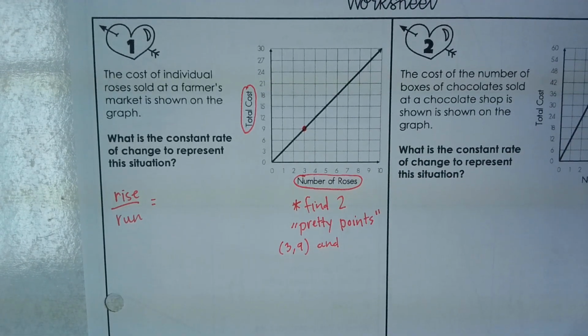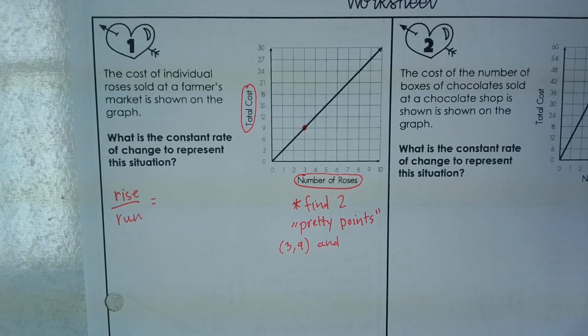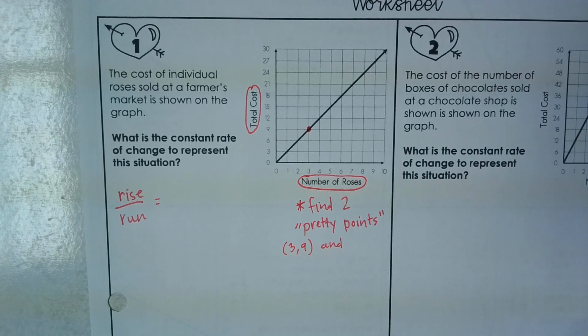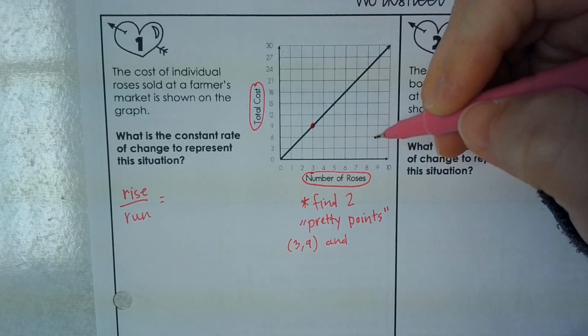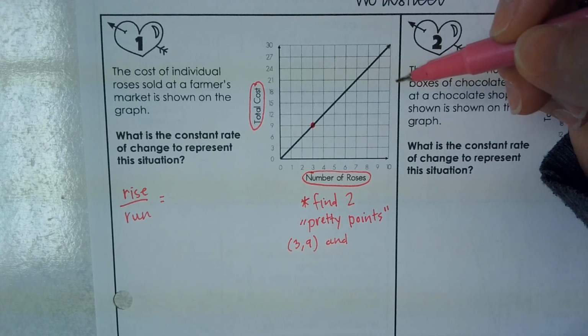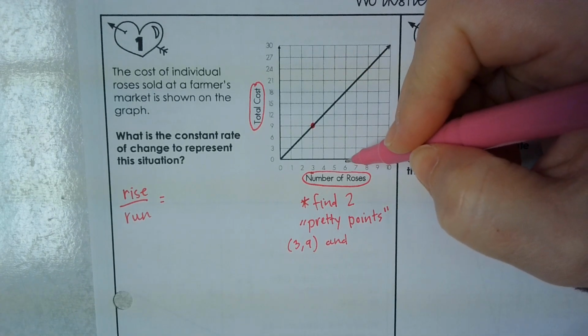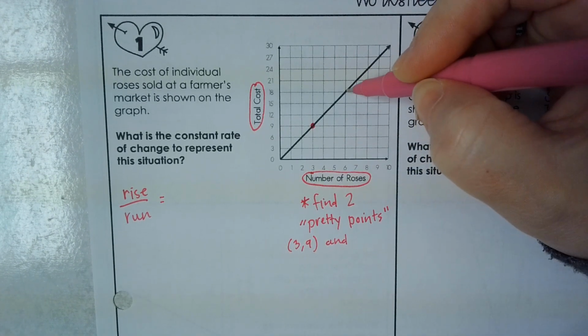And can anybody find another pretty point? 18 and 6. Oh, make sure you go in the right order. And 6 and 18. There we go. Have your X go first. 6, 18. Yes.